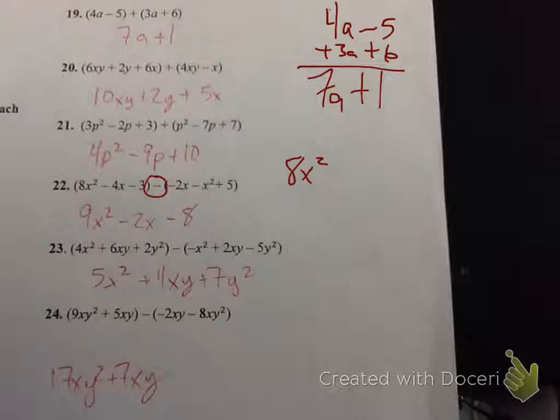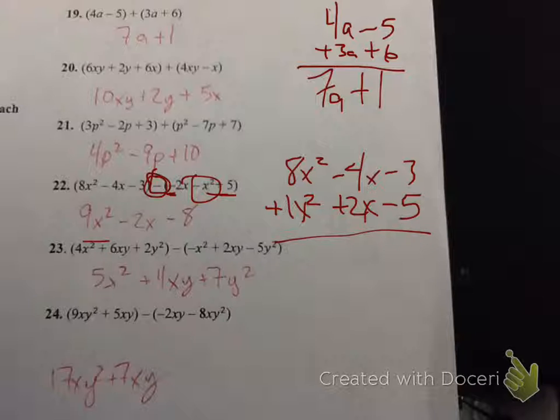So 8x squared minus 4x minus 3. This negative 2 is going to become, because of this minus, positive 2x. Notice how I'm lining it up under the 4x. Negative x squared becomes plus 1x squared. And then plus 5 becomes minus 5. 8 plus 1 is 9. Negative 4 plus 2 is negative 2. Negative 3 minus 5 is negative 8. All of these work like that. It's, again, shouldn't be that difficult.